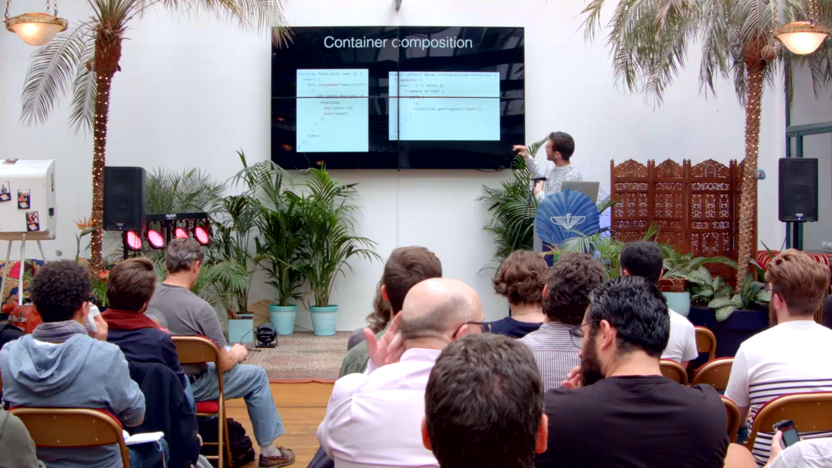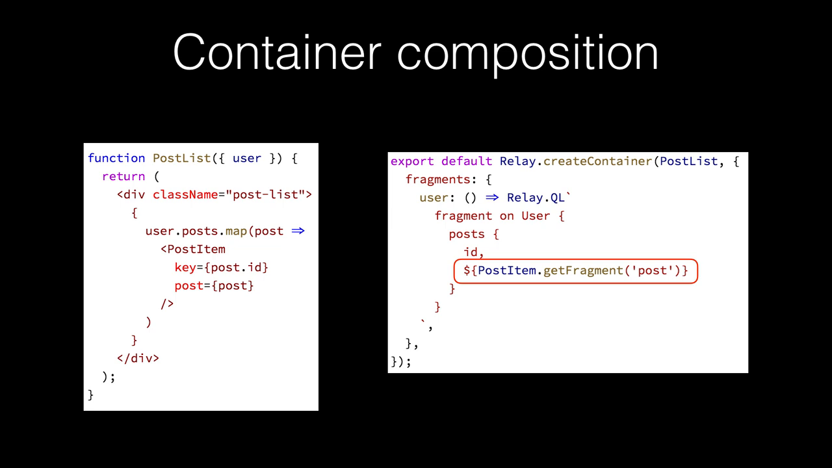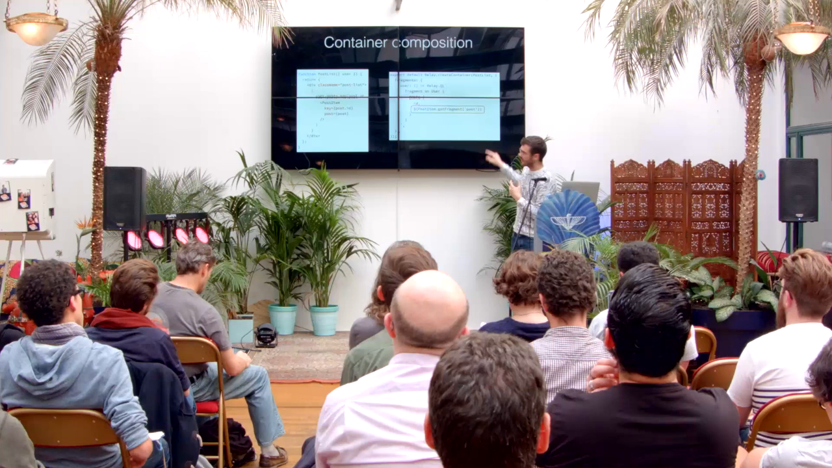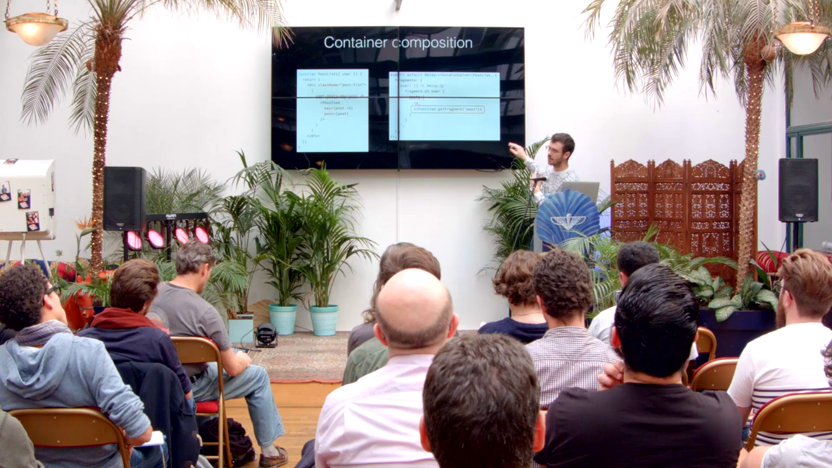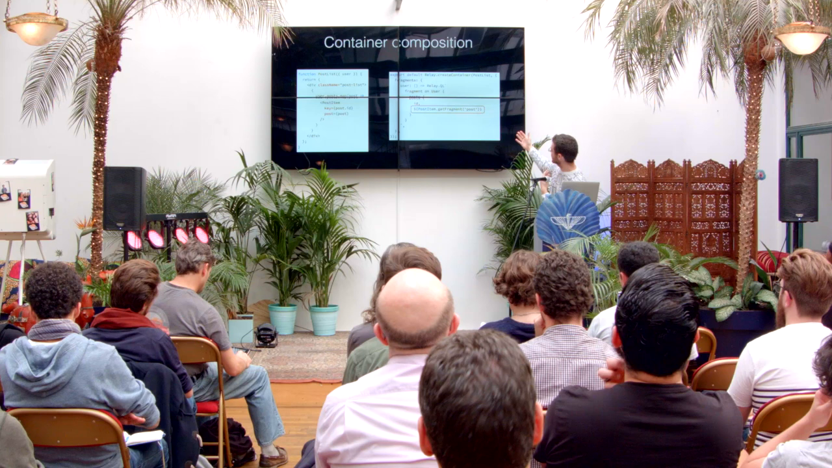You can compose containers like you compose components with React. So we add our post item component, which needs a post to be rendered. And now we have a post list, which takes a user and displays all the posts of the user. So we create our component that displays a list of post items, and then we declare that this component needs an object of type user. We will get the field post on this user, the ID of the post, and if you look at this line, we are saying "and all the fields that the post item component needs." We are telling Relay to get all the fields that the post item component needs.